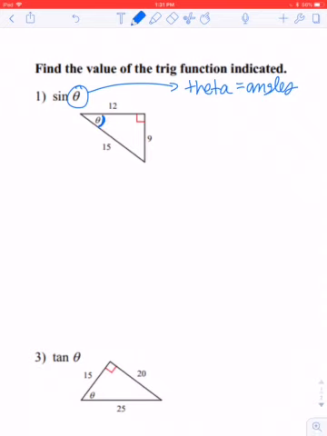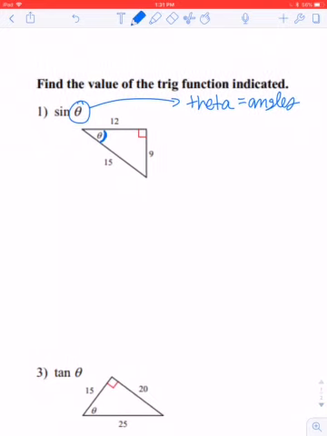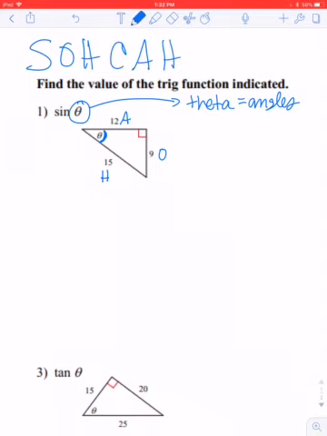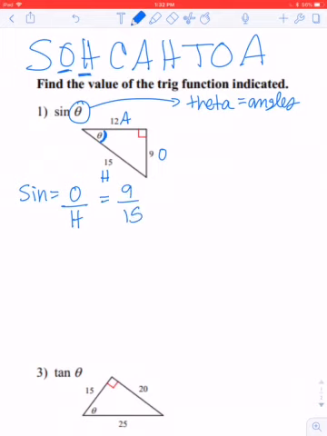So let's go ahead and label O, H, and A, because why not? So this is going to be our hypotenuse. This one is our opposite. And this one is our adjacent. And I'm going to write SOHCAHTOA at the top so that I don't forget. Telling you right at the top of all of your papers from now on. So I want sine. So that means that I want the opposite over the hypotenuse. So I'm looking up here at O over H. So that means for this one, I'm just going to write 9 over 15.